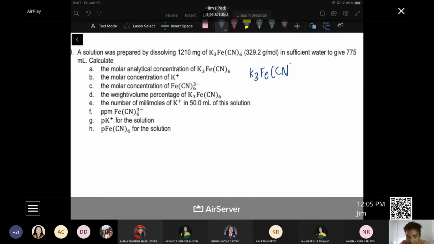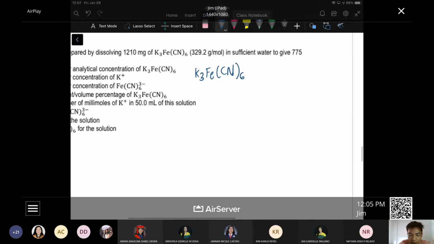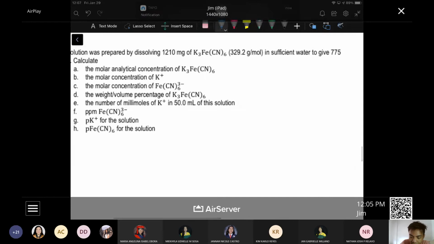Pero kapag simple compounds lang yan, kayo na bahala, no? Na-discuss na naman yan sa in-org. Okay, so what will be the dissociation reaction for this salt? So obviously, when you place your salt in water, it will dissociate into cation and anion. Question, ano yon? Okay, so bigay ko na.